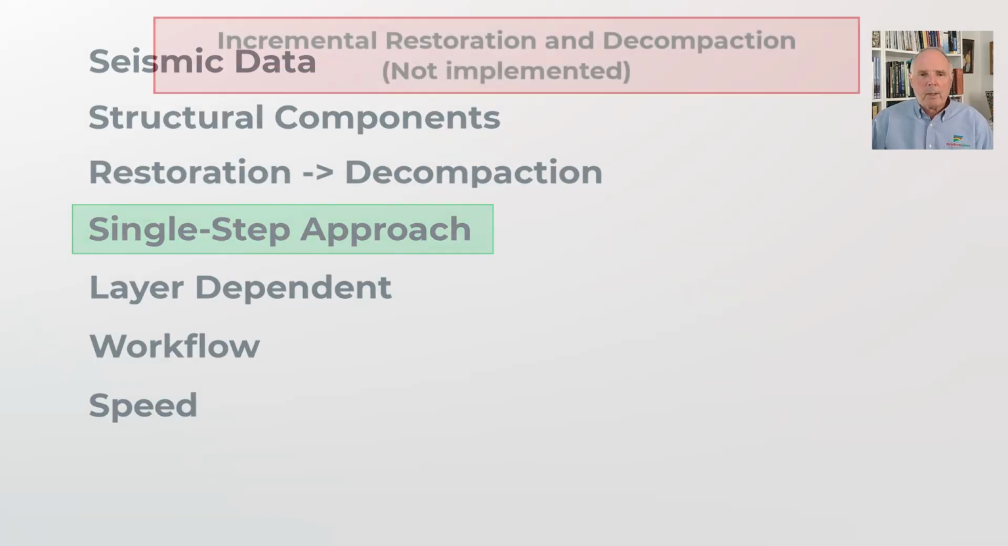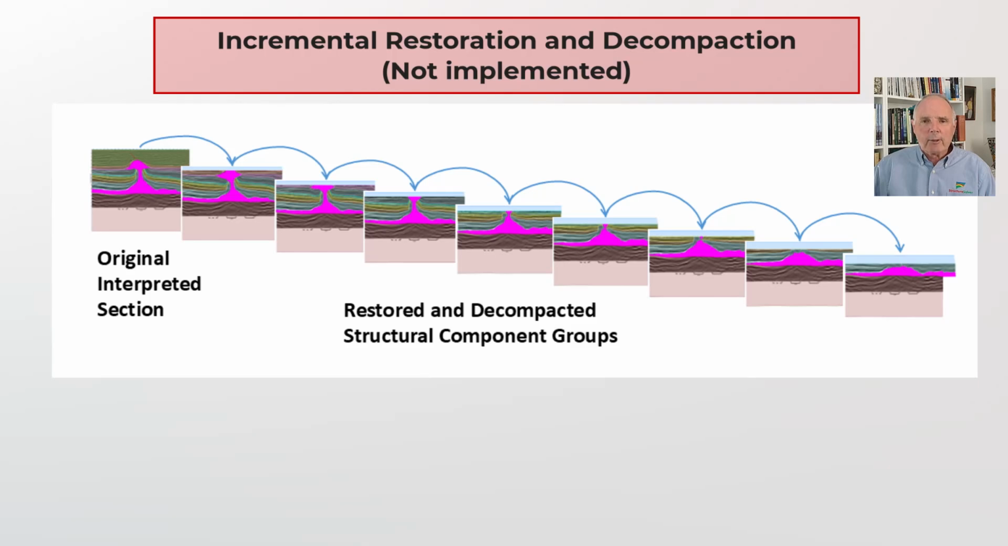Single-step approach. In theory, StructureSolver could incrementally restore and decompact in small successive steps, starting with the youngest paleodepositional horizon. For example, you could produce a 5 million year state starting from the present day state, and then a 10 million year state starting from the 5 million year state, and so on. In principle, this approach would closely reverse the coupled effects of structural development and compaction. However, this incremental approach compounds errors if there are any inaccuracies in intermediate states.